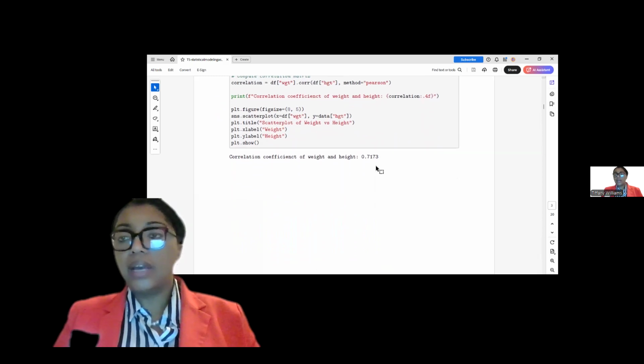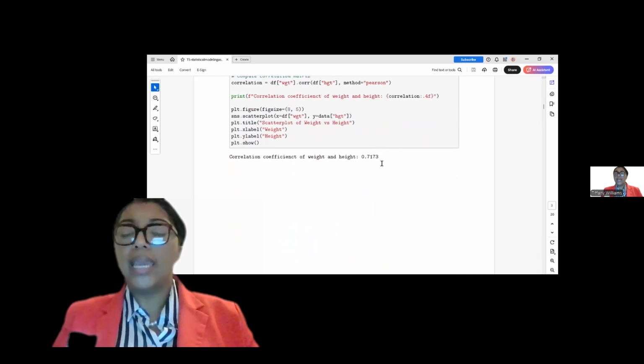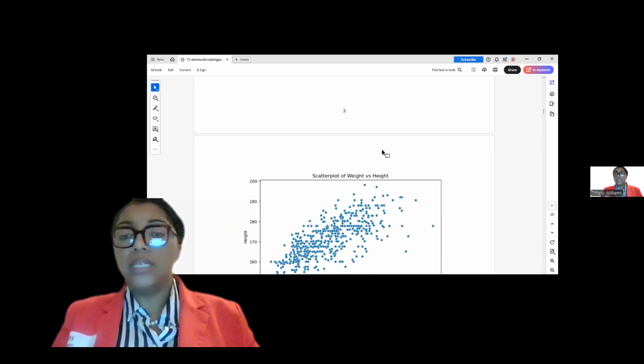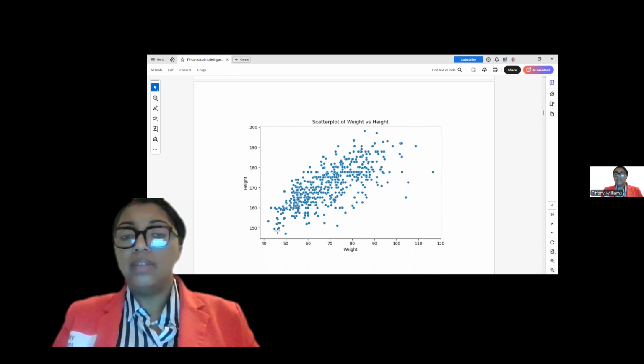That means there's a high correlation, a very strong positive correlation between height and weight. And as we look at the scatter plot, we can see that actually there is a positive correlation. As height increases, so does weight, and vice versa.